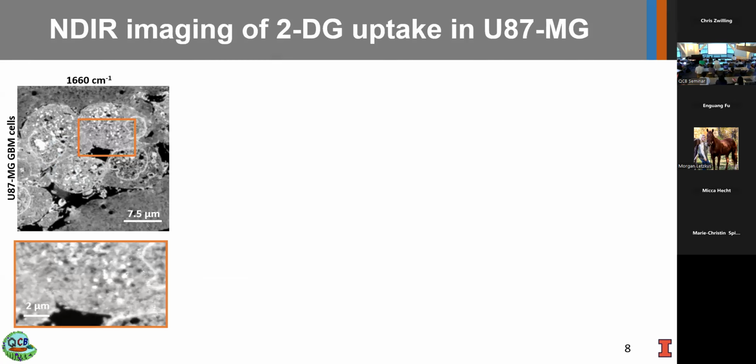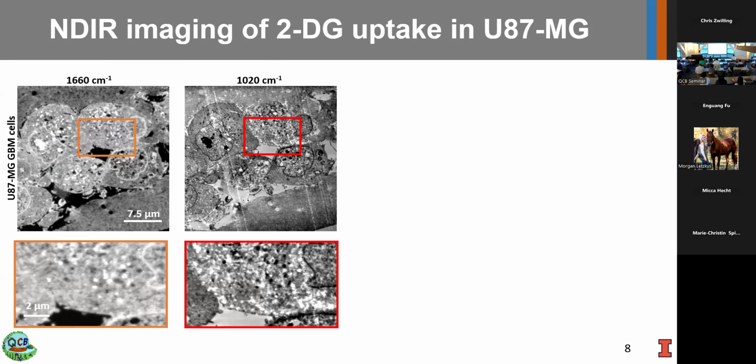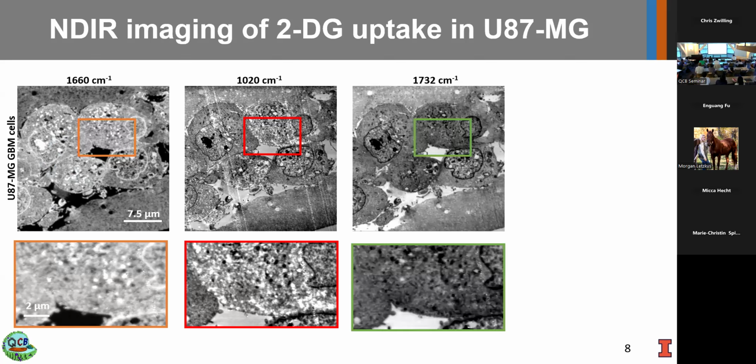Once you have your cells processed using the standard protocol, you can take images. These are just images of U87 glioblastoma cells. 1660 is just protein distribution throughout the cells, which you see here. And then you go to the 1020 band, which should be glucose. So all the stuff lighting up is primarily glucose, localized within different pockets in the cell. And just to make sure that there's no epoxy infiltration in there, you also take a 1732 image, which should be the epoxy band.